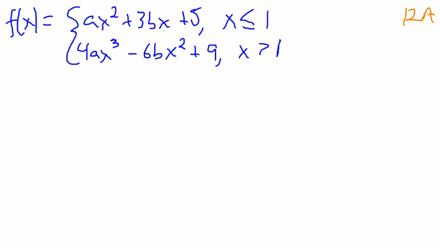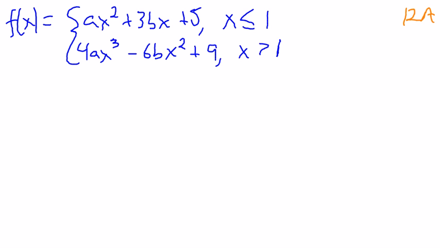Anyway, I need to make it differentiable, which means it needs to be smooth and it needs to be continuous. To make it continuous, I set the two different pieces of the piecewise function equal to each other at x equal to 1. And then to make it smooth, I set their derivatives equal. So I'm going to first start by doing the continuous part of it.